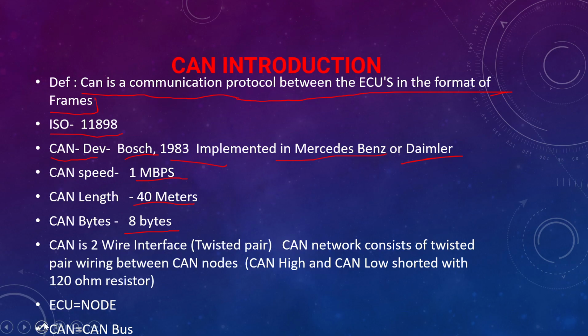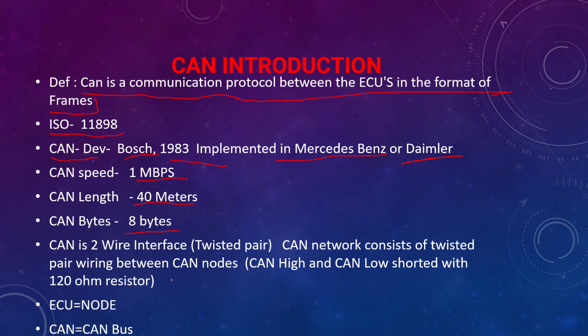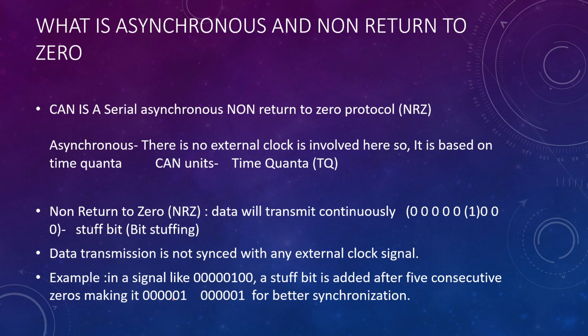ECU is nothing but a node, right? Here ECU is nothing but a node, and CAN is nothing but the CAN bus. We have to remember these things. Sometimes I am using nodes, sometimes I am using ECU, so don't be confused at all. ECU is nothing but a node, CAN is nothing but the CAN bus. Okay. So see here, what do asynchronous and non-return to zero mean?